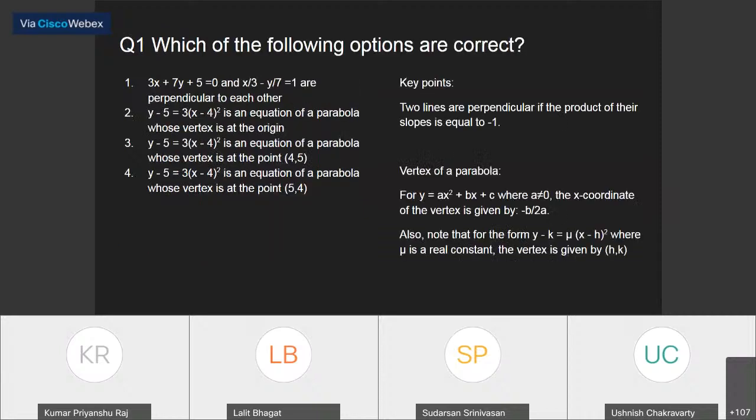To attempt such questions, this is a basic question only. You just need to know basic formulas, like the condition for two straight lines to be perpendicular, and how to find the vertex of a parabola.